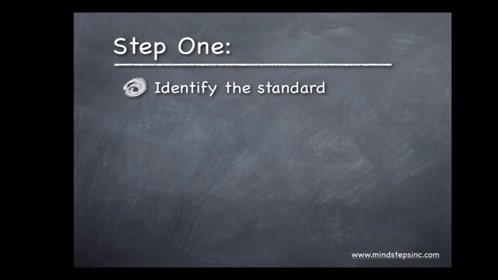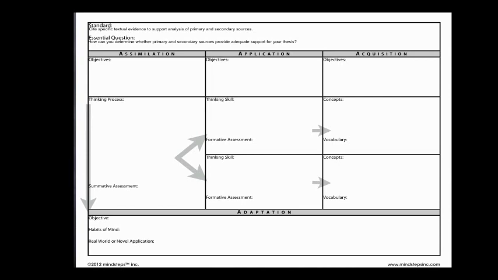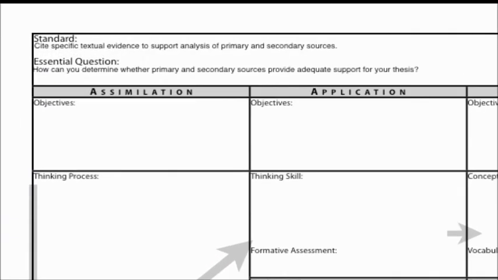So step one is we're going to identify the standard. Now, I'm a former English teacher, so I've chosen a Common Core standard for 6th grade students. And the standard is one that really involves more than just English and language arts because it also involves social studies and science or any subject where students have to write research. So the standard that I've chosen, and I've copied it straight from the Common Core documents, is simply to cite specific textual evidence to support analysis of primary and secondary sources.